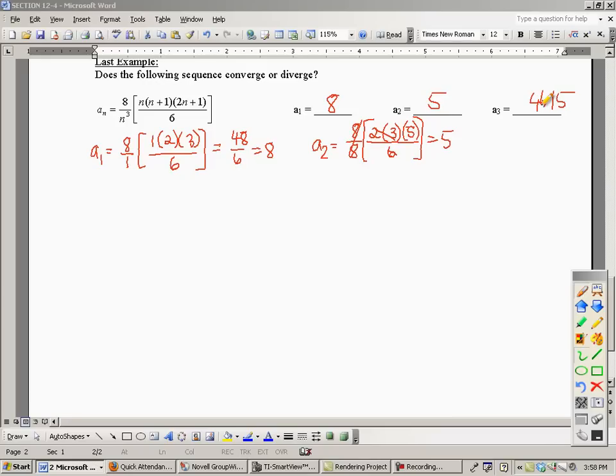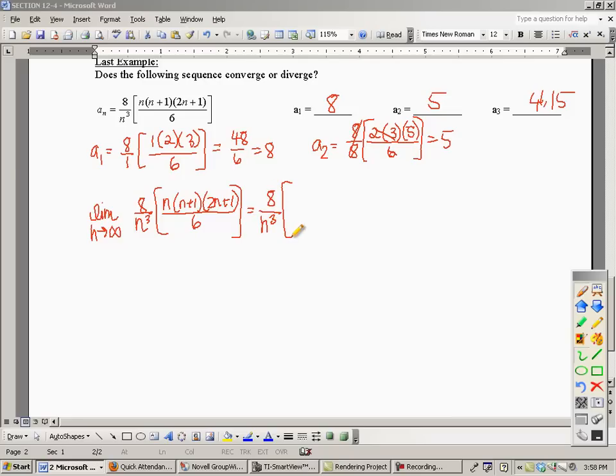The question is, does it go to a specific value? If it goes to a specific value, we say converge. If it doesn't, we say diverge. Okay, so here's what I'm going to do. I'm going to try and find, as n goes to infinity, if the sequence actually does converge or diverge. So as I'm looking at this, 8 over n cubed, times n plus 1 times 2n plus 1, all over 6, I'm going to try and simplify this a little bit. So I'm going to do a little work ahead of time.